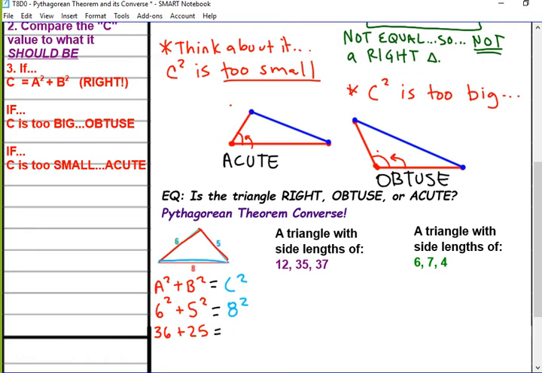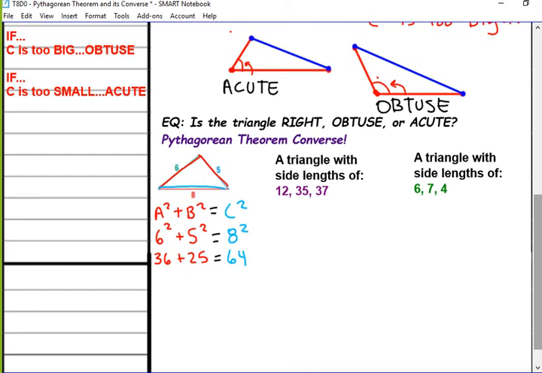Okay, 36 plus 25 should be what, 50, 61? 36 plus 25. Okay, so this side is 61. Okay, but it ended up being 64. So c squared is too big. It should be 61 to match a squared plus b squared, but it's too large.